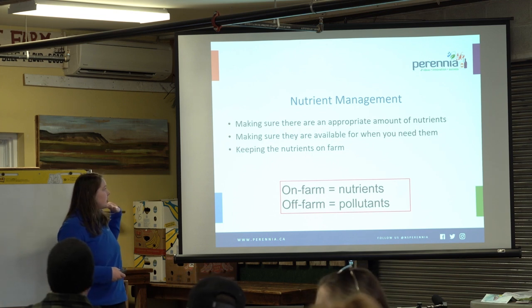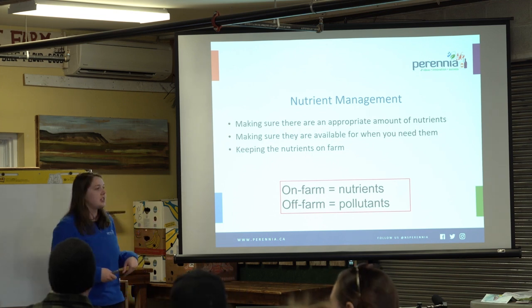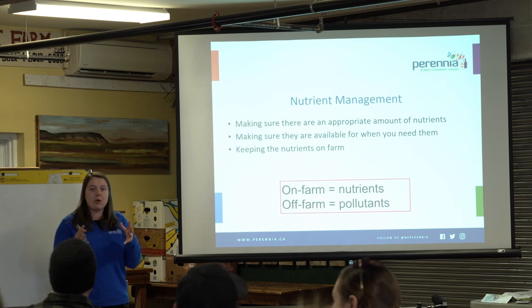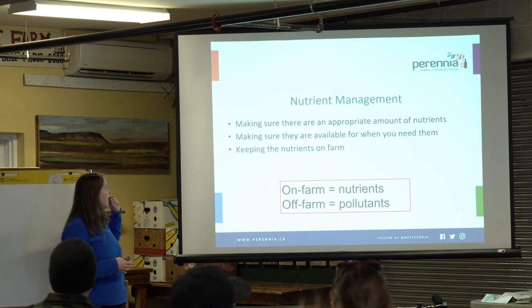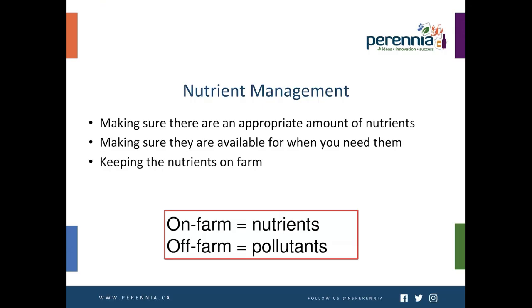So just in terms of nutrient management planning, some very quick things I always think about are making sure there's an appropriate amount of nutrients on your farm, making sure they are available when you need them, so we'll talk about that a lot, and then also keeping your nutrients on farm. An important thing to remember is that when nutrients are on farm, they're nutrients, but when they're off farm, they're pollutants. Like nitrate can be a pollutant to the environment. So we really want to keep those on farm and available.